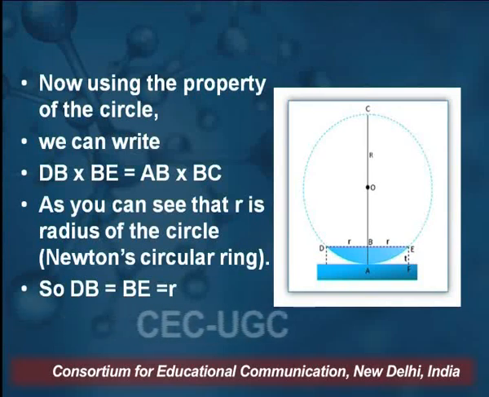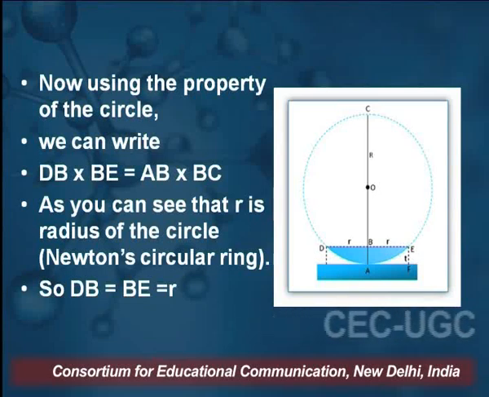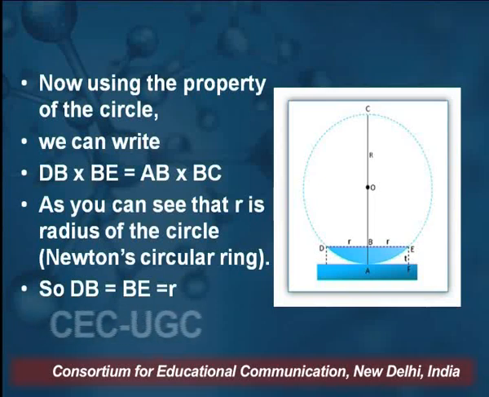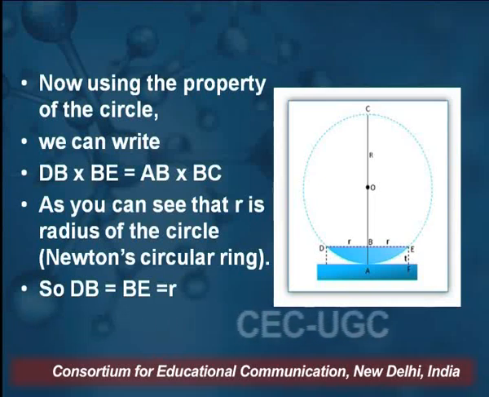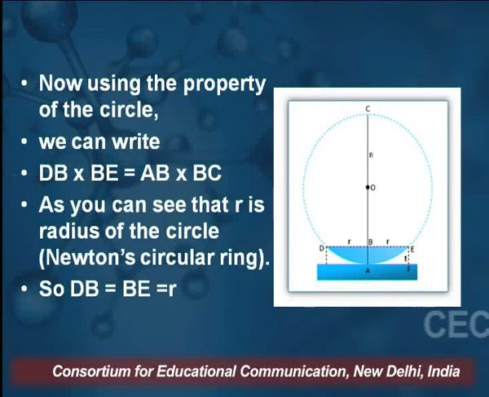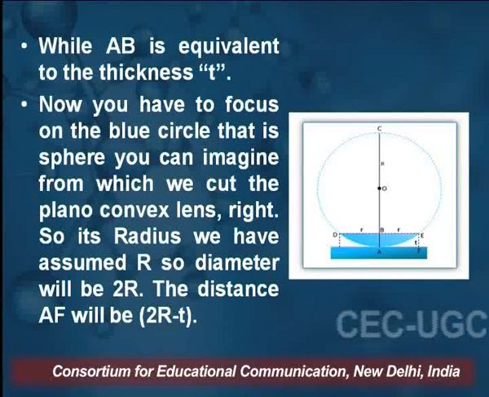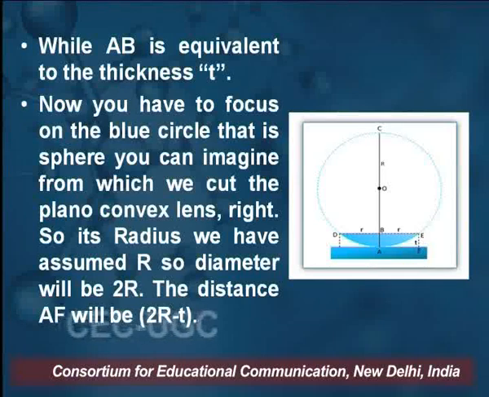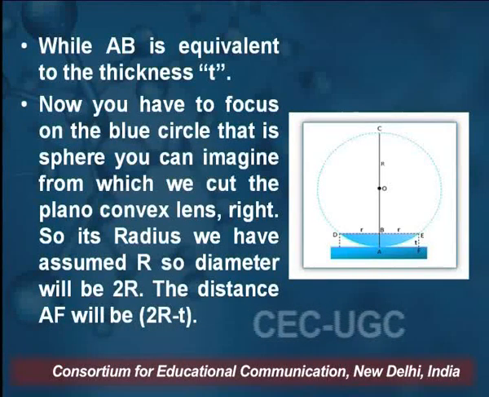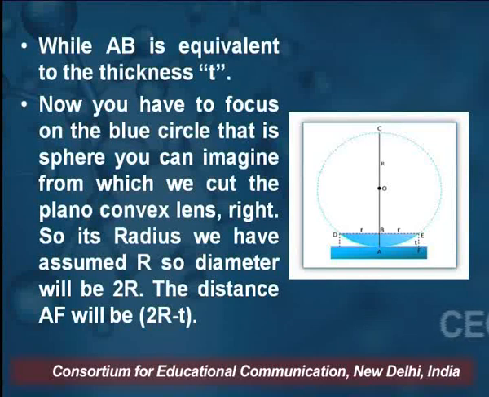From here we can see that r is the radius of the circle, that is, the Newton's circular ring, and DB and BE are each equal to r. So AB is equivalent to the thickness. On the right-hand side, AB represents the thickness of the air film. It gradually changes, but we take AB as the thickness t of the air film.